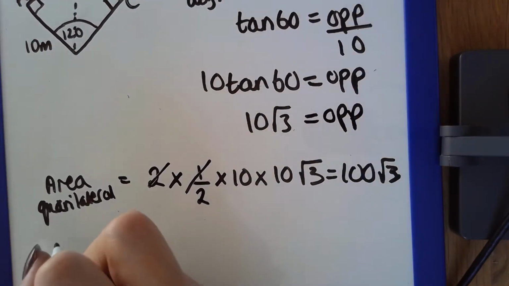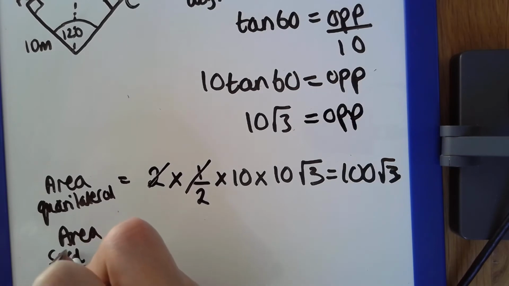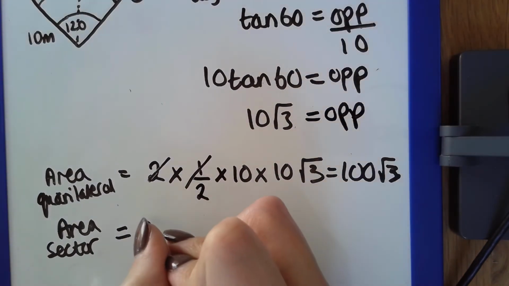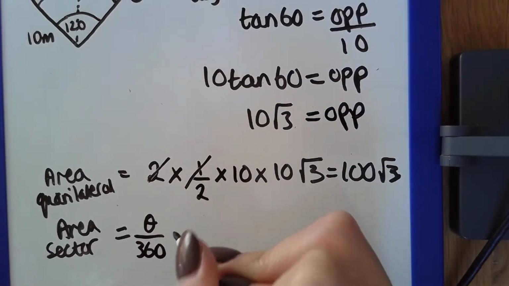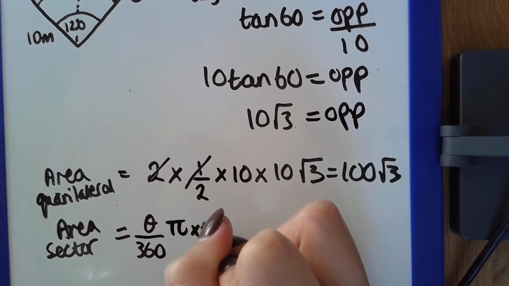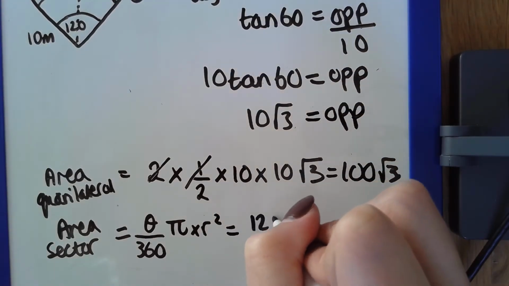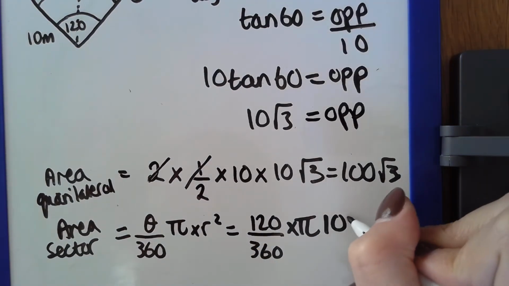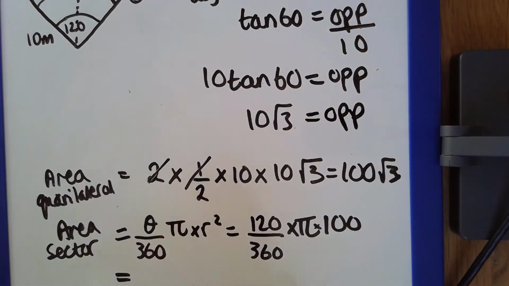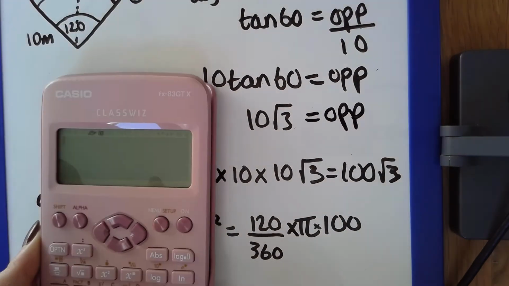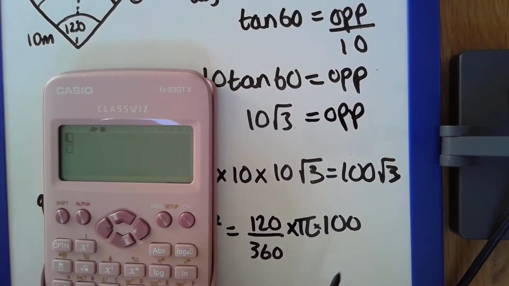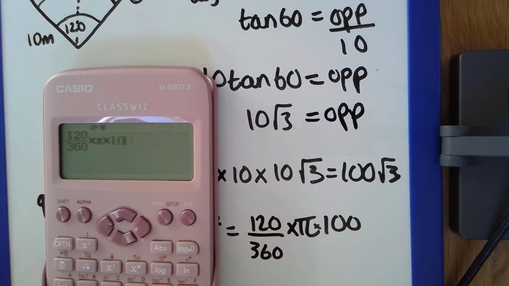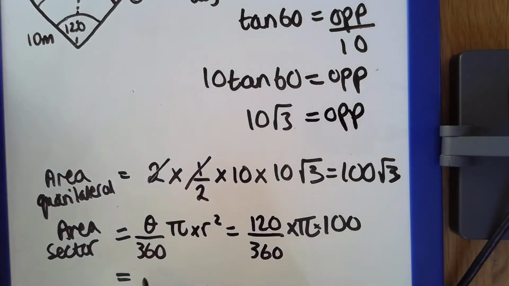Area of the sector is, and you should be able to remember this, a proportion of the circle, so it's theta over 360, and then the area is pi r squared. So theta is 120 over 360 times pi times 10 squared, which is 100. If I put that in my calculator, 120 over 360 times pi times 100, it's 100 over 3 pi.